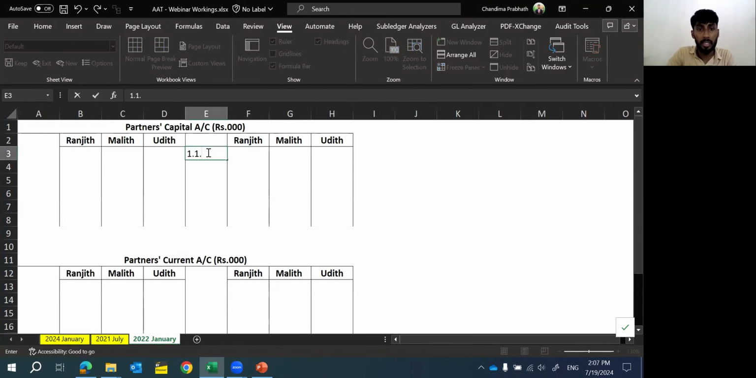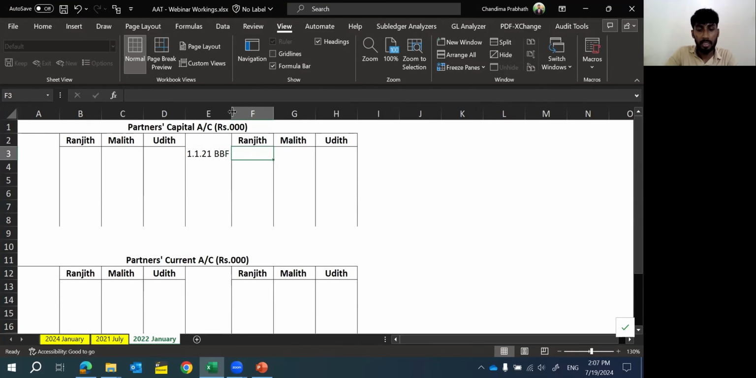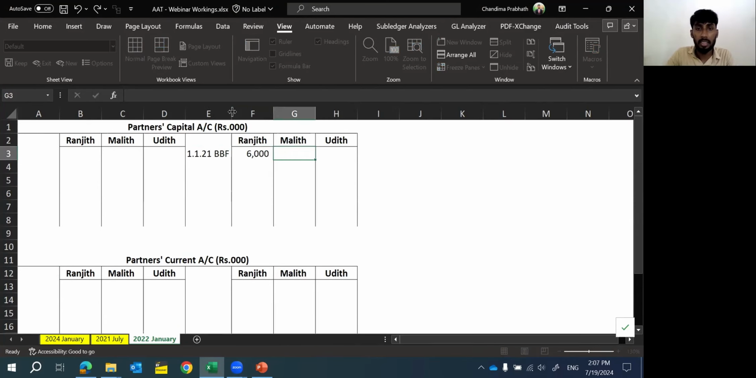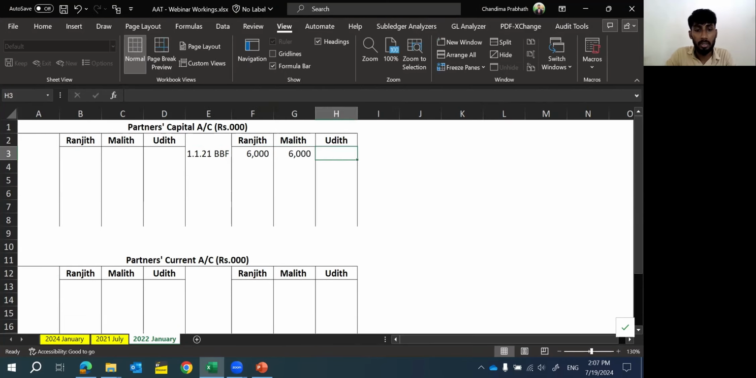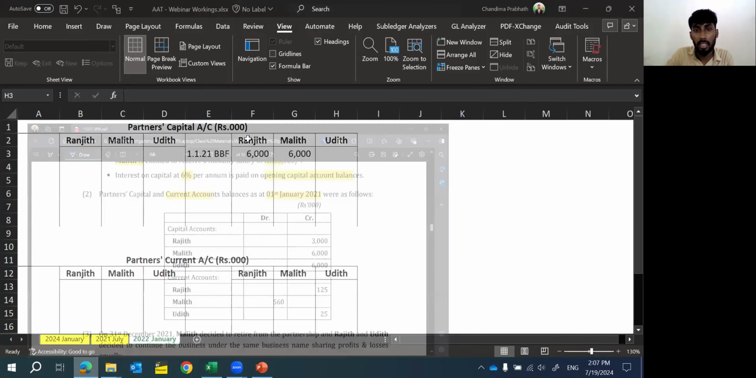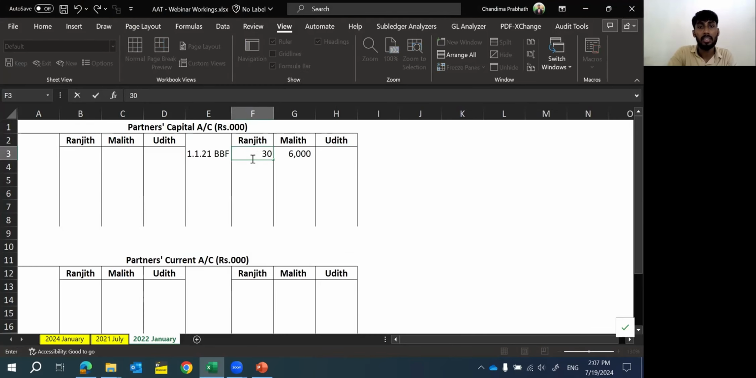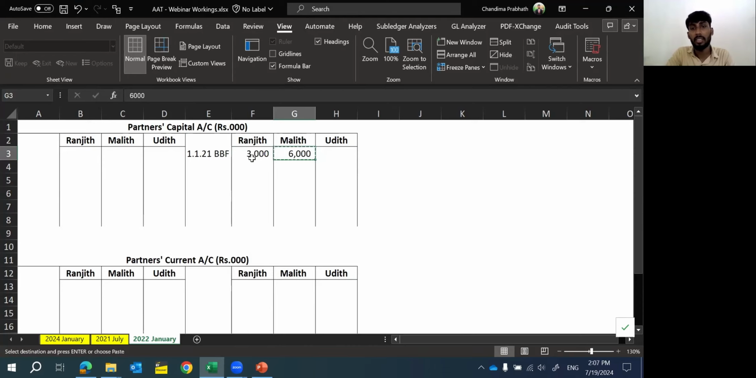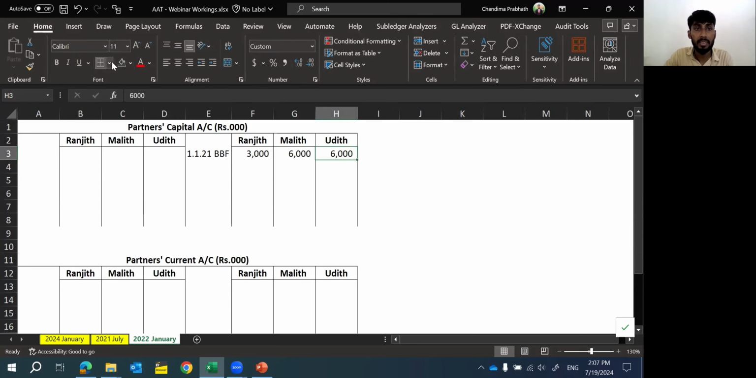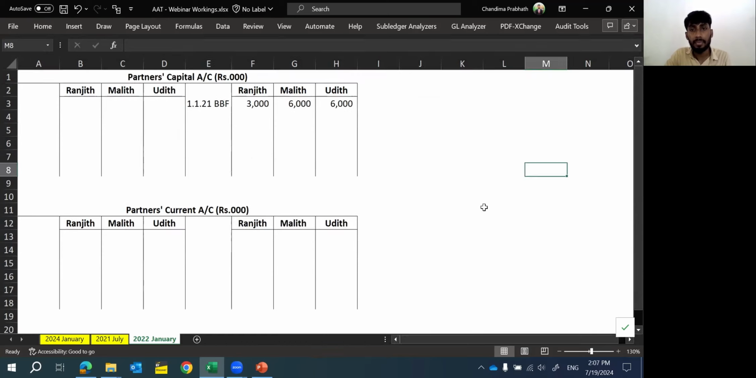Capital accounts, 1st January 2021, balance brought forward: 3,000, 6,000 and 6,000. Okay, done. The capital account balances are recorded.